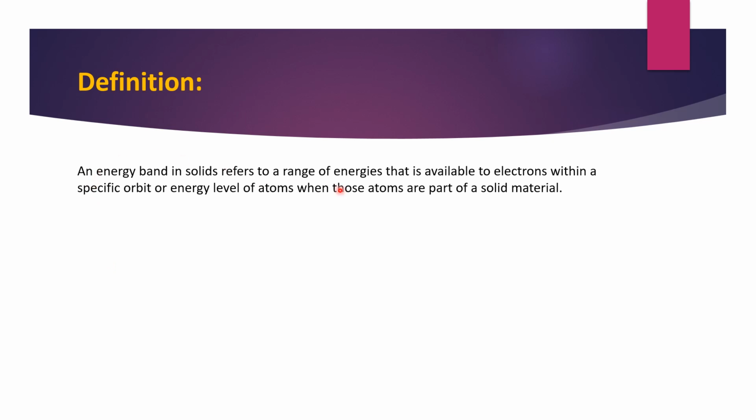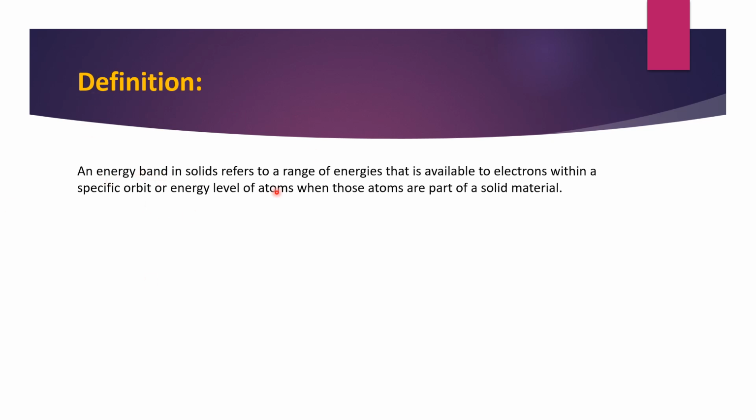So, an energy band in a solid refers to a range of energies that is available to electrons within a specific orbit or energy level of an atom when those atoms are a part of a solid material. Each and every word in this definition is very important, and I know that on the first slide itself you cannot understand this definition clearly, but at the end of the video you will be able to get this. But roughly I'll give you an idea.